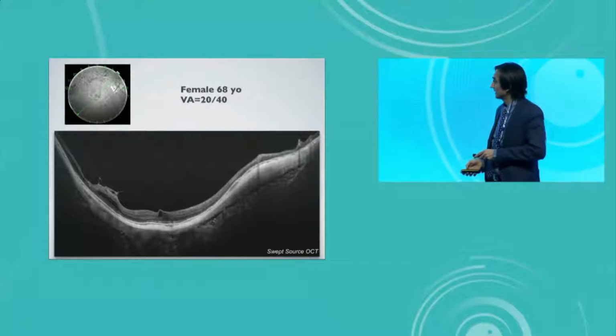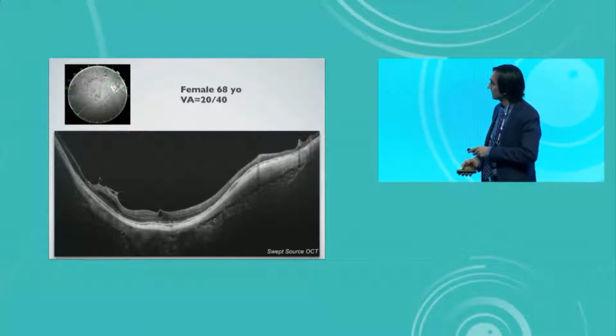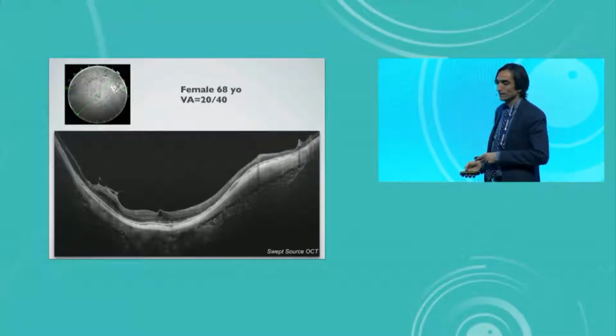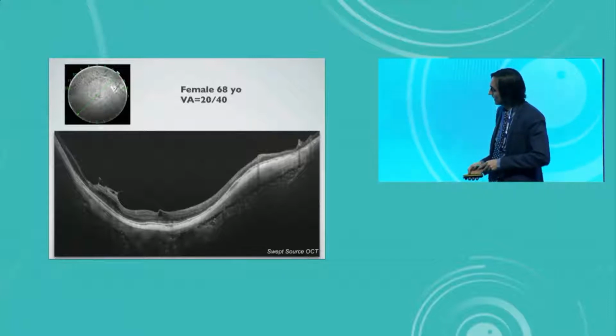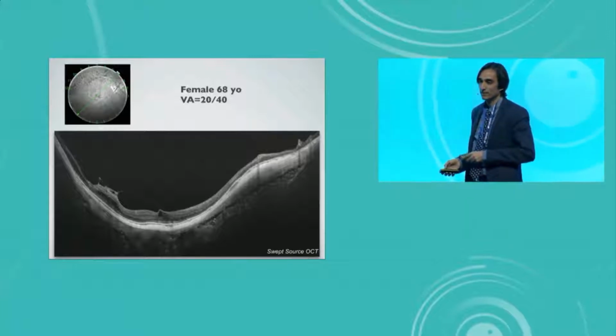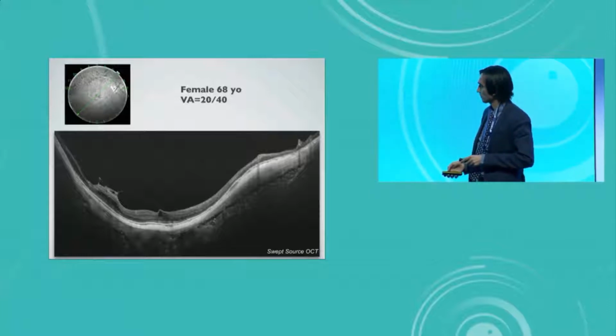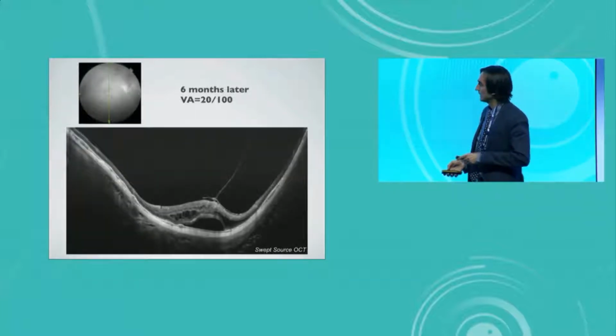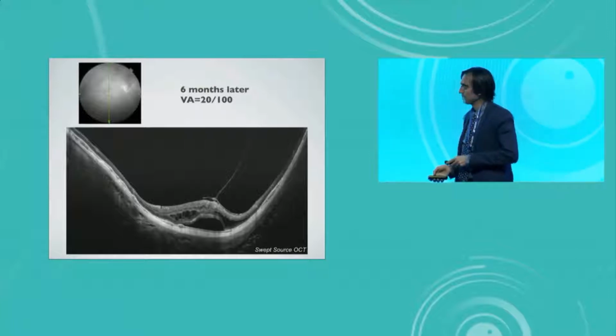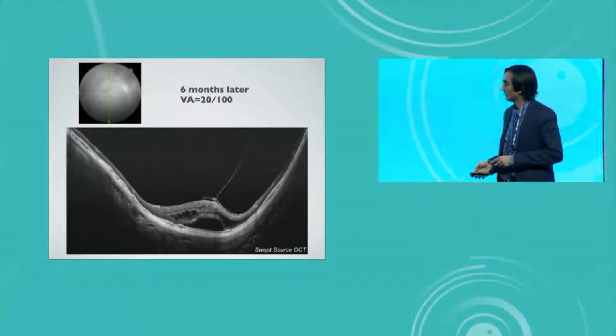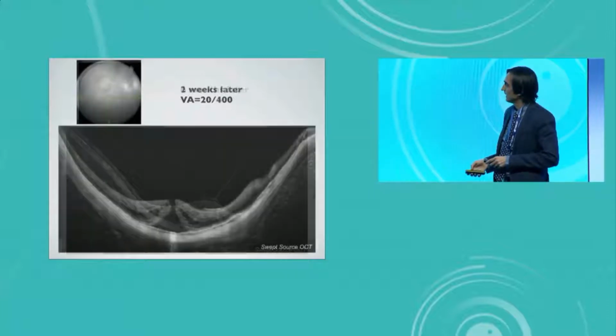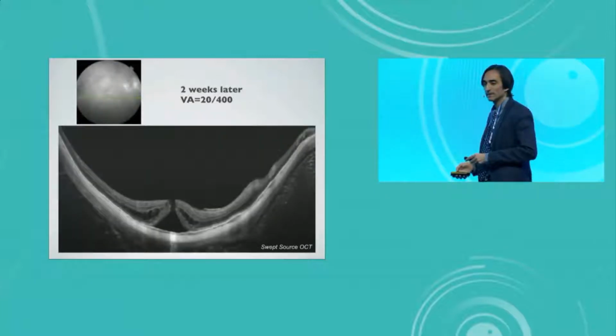This case, I think that it's very nice to show. They observe this large staphyloma with this very thin choroid, with this traction. This female, it was the single functional eye of this patient. 6 months later, she developed this important vitreomacular traction with a defect in the external retinal layers. And 2 weeks later, she developed a full thickness macular hole.